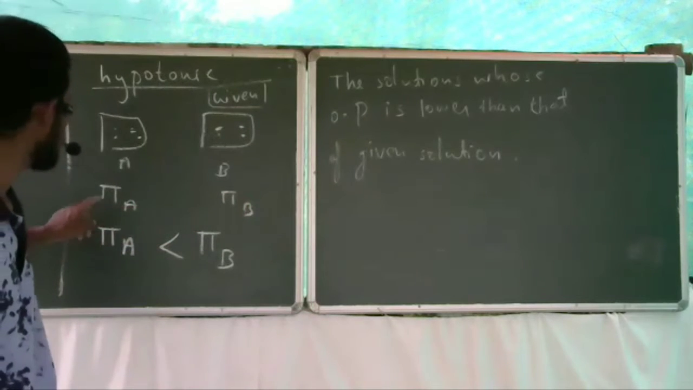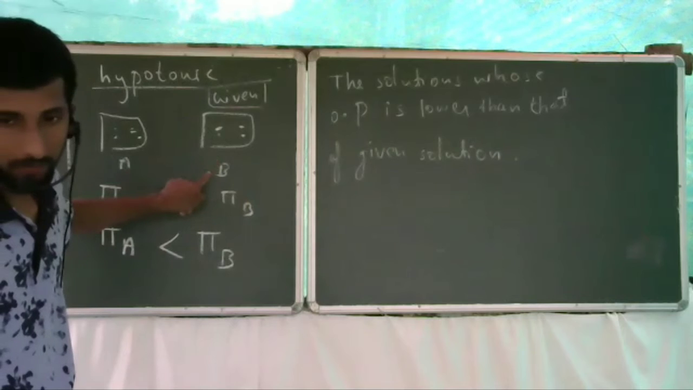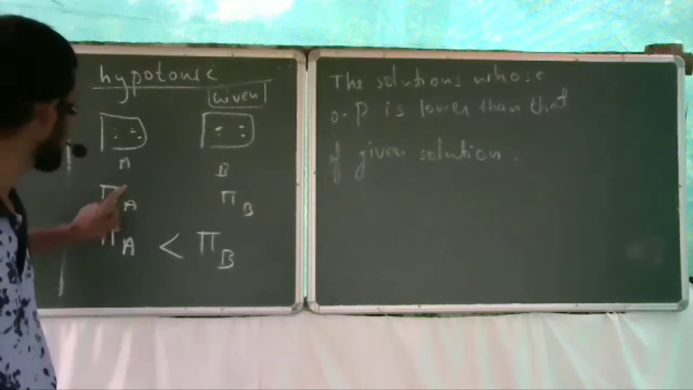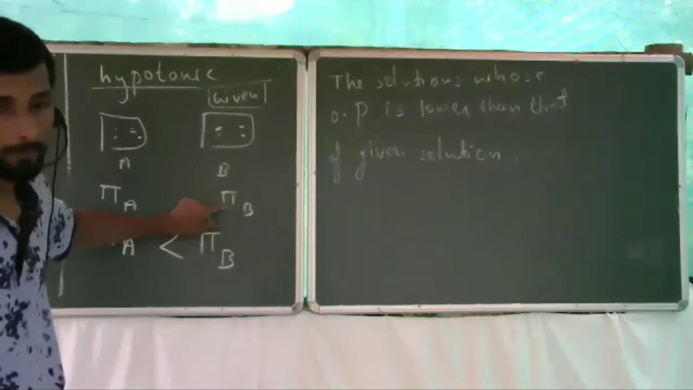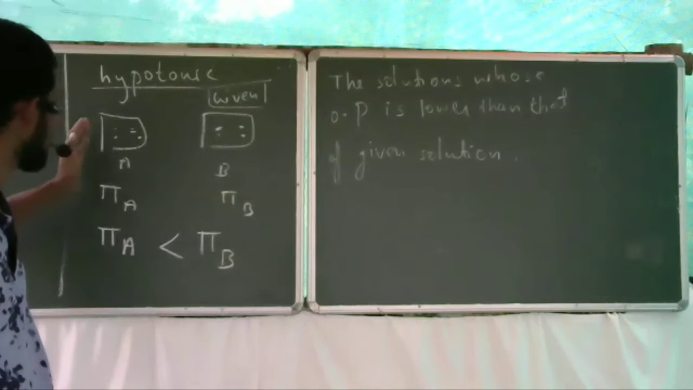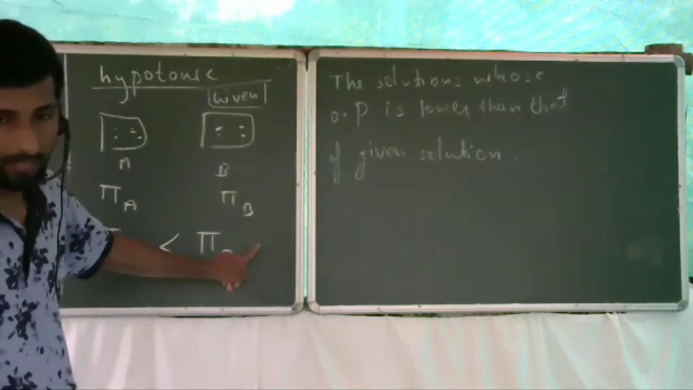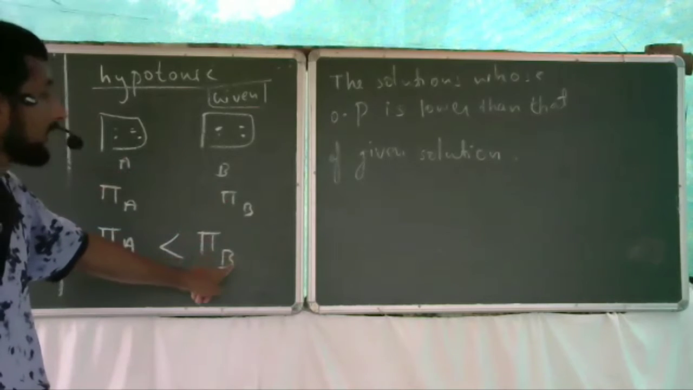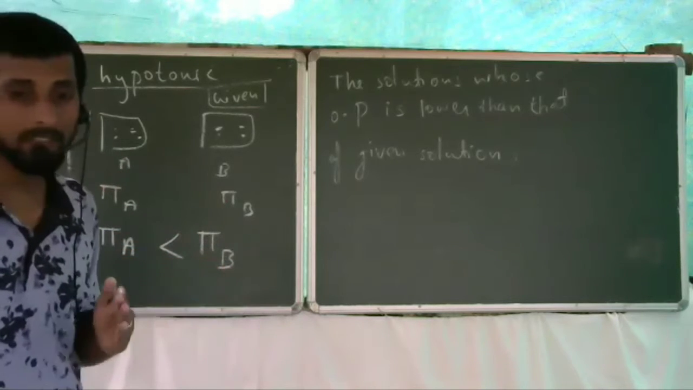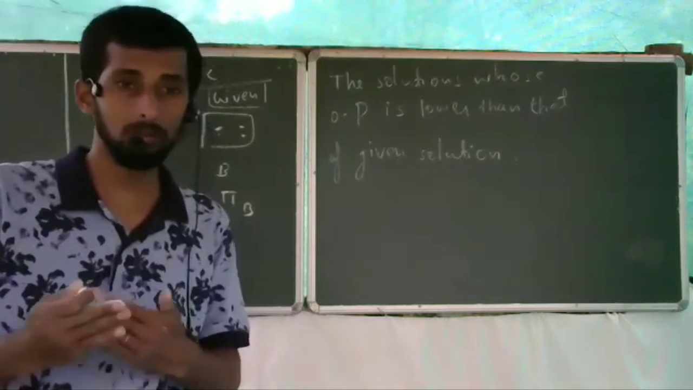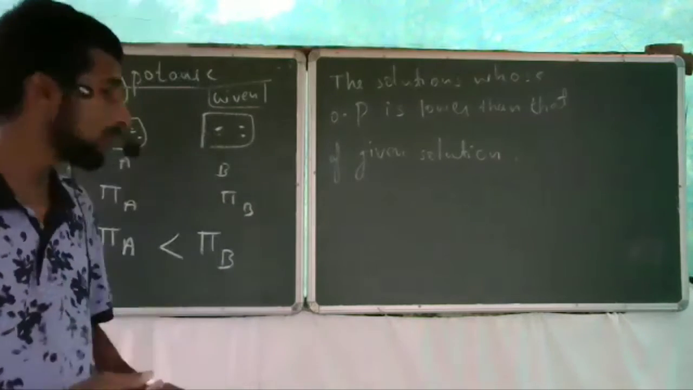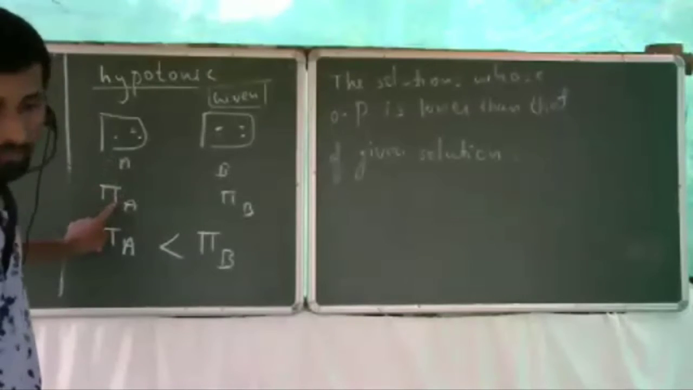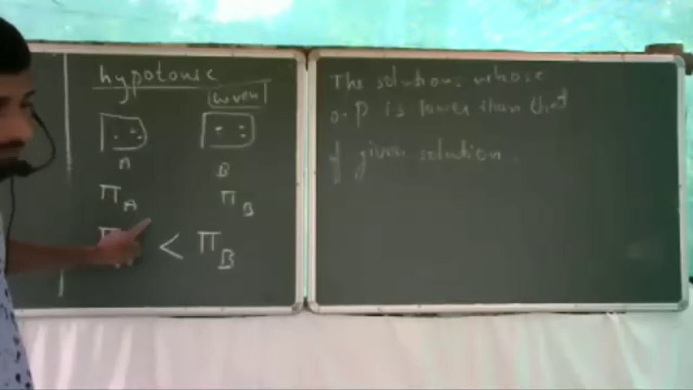You can observe now, B is the given solution here. Okay, you are comparing the osmotic pressure of A with the given solution B. Clearly we can observe the osmotic pressure of this solution is lower than that of the given solution. So solution A is hypotonic with the solution B.